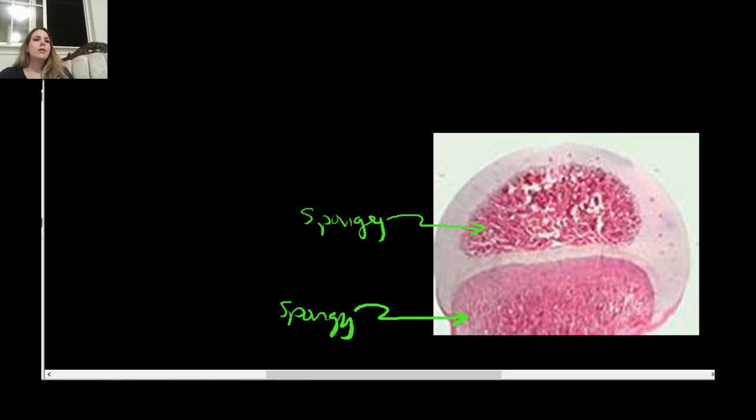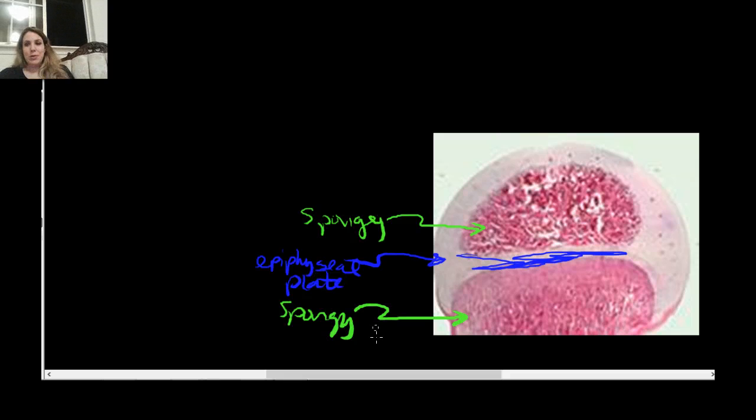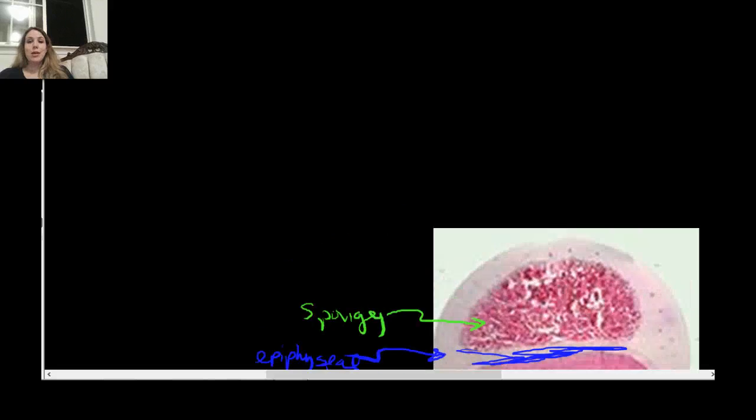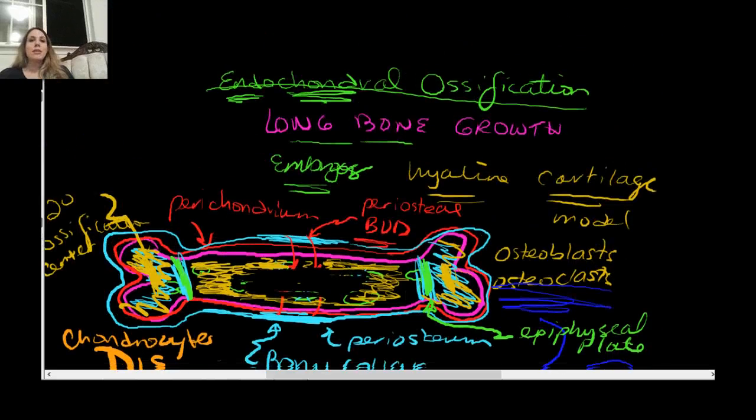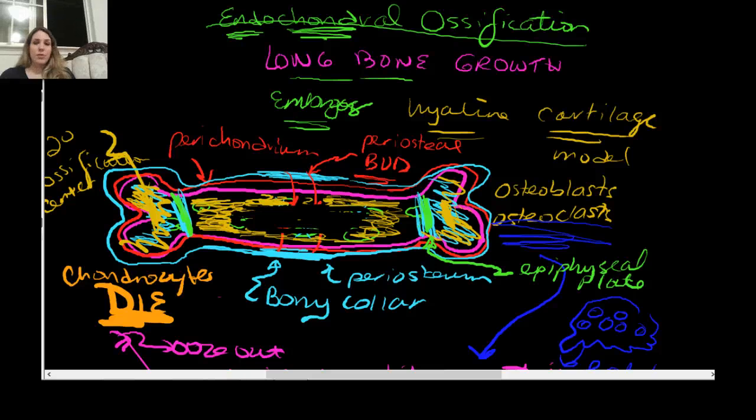But right here in the middle, all this thing right here, that is your epiphyseal plate. Well, not yours, but whoever this person's was. Epiphyseal plate. So that is your growth plate, and that's where you'll continue to grow to elongate your bones. Pretty cool, huh? So that is, in general, endochondral ossification.